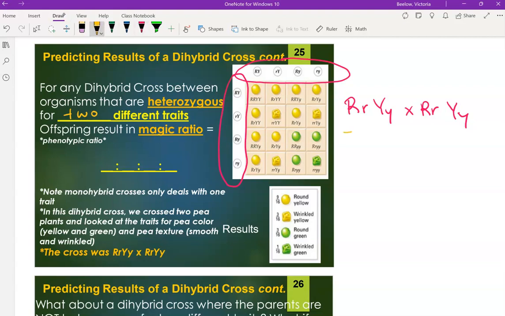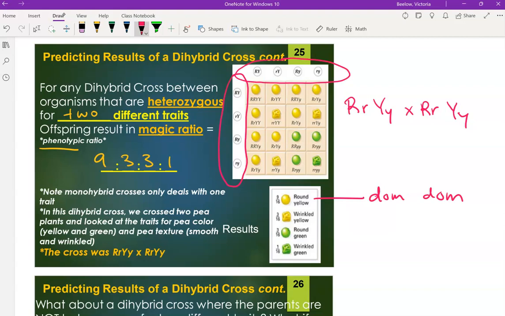Whenever you do this type of cross between two organisms that are heterozygous for two different traits, you will always get this ratio, 9:3:3:1. Note that this is the phenotypic ratio. The 9 is talking about how many are dominant for both traits. So the 9 is dominant, dominant. They're dominant for both traits.